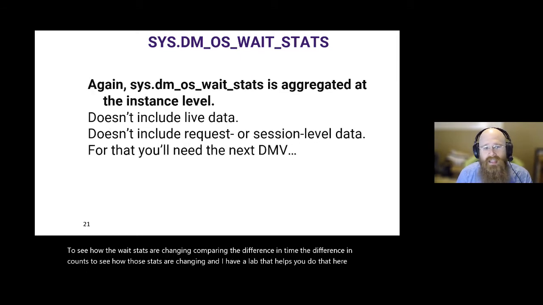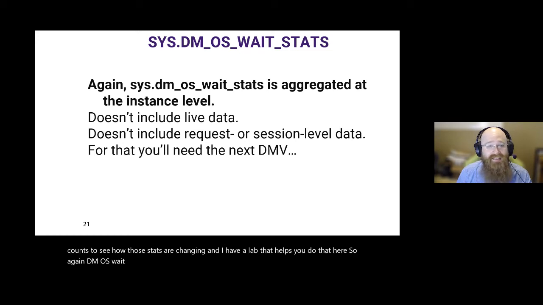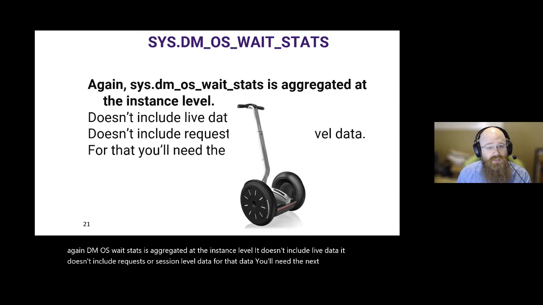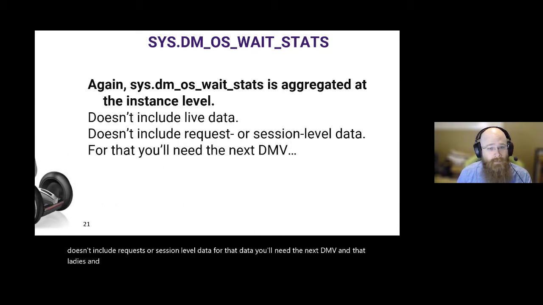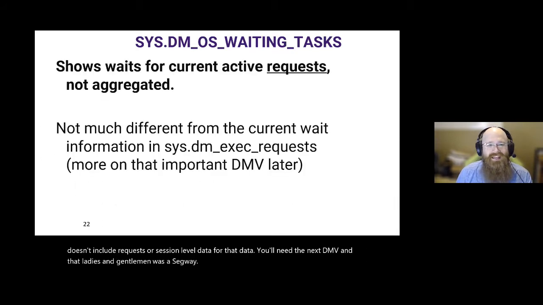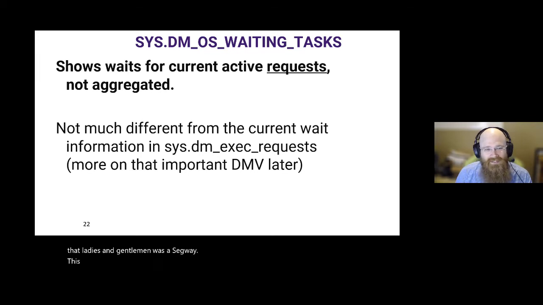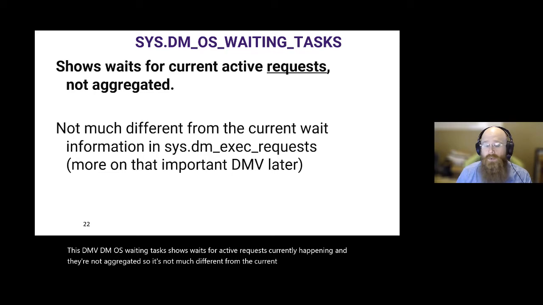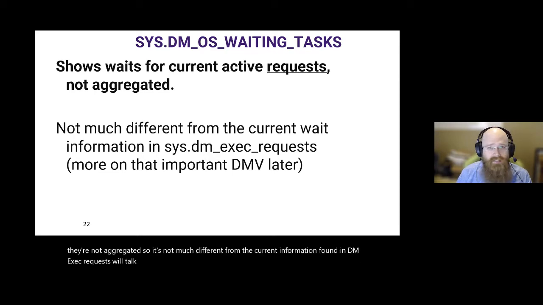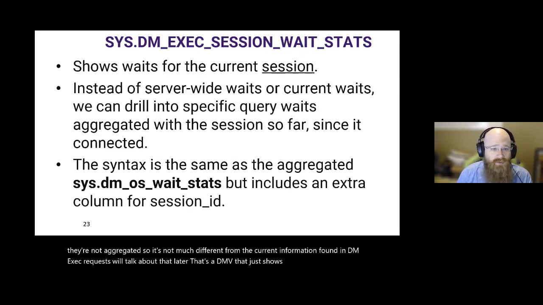So again, DMOS wait stats is aggregated at the instance level. It doesn't include live data. It doesn't include request or session level data. For that data, you'll need the next DMV, and that, ladies and gentlemen, was a segue. This DMV, DMOS waiting tasks, shows waits for active requests currently happening, and they're not aggregated. So it's not much different from the current information found in DMExec requests. We'll talk about that later. That's a DMV that just shows you what's currently being queried.